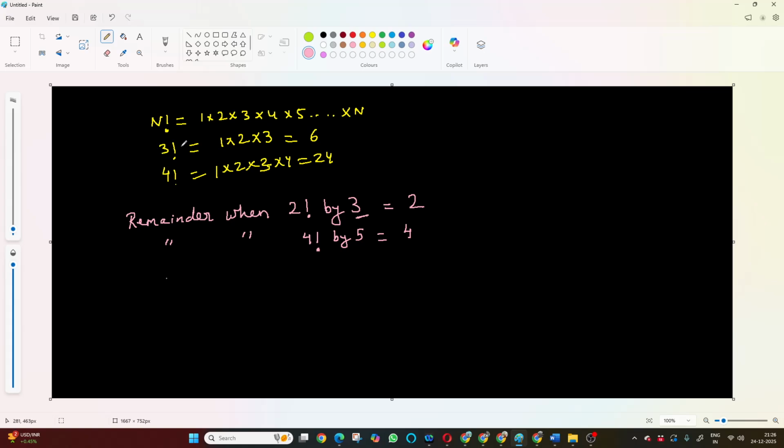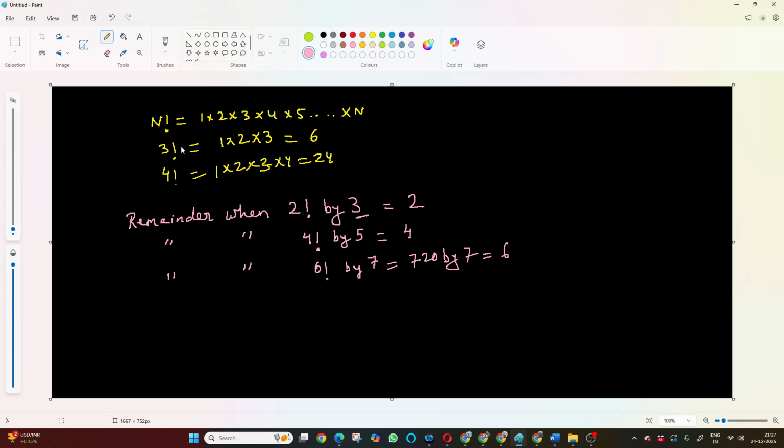Okay, let's look at the next prime number. The next prime number is 7. So let's say 6 factorial divided by 7. How much do we get? 6 factorial is nothing but 720. 720 divided by 7 gives us a remainder of... 714 is a multiple of 7. So 6 is the remainder that we get, right?